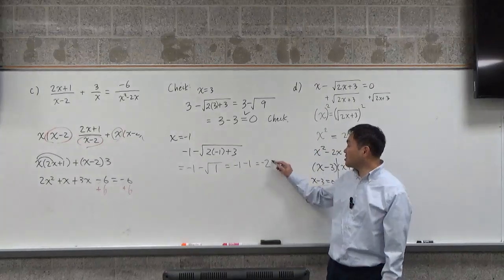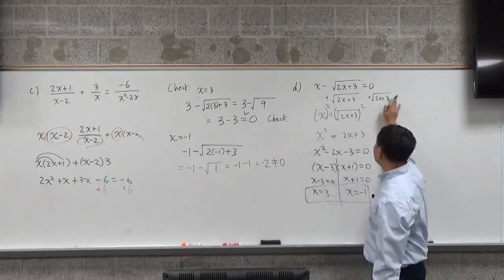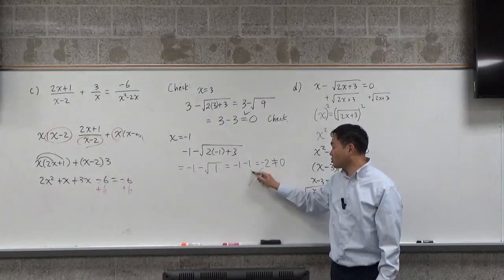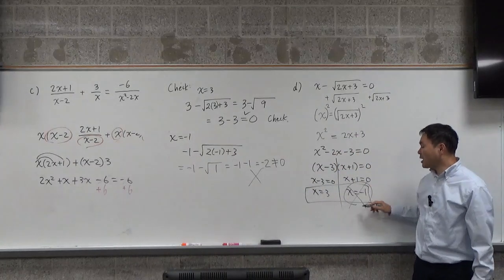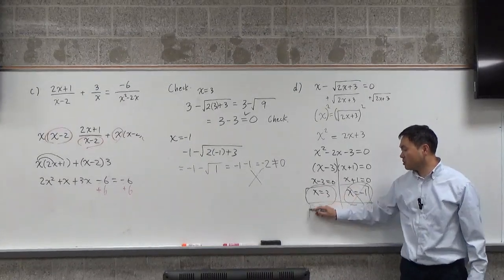Is that good or bad? It's bad because it's not equal to the right side, which is 0. So this is not a solution. Therefore, this one turned out to be not a solution, so this is the only answer.